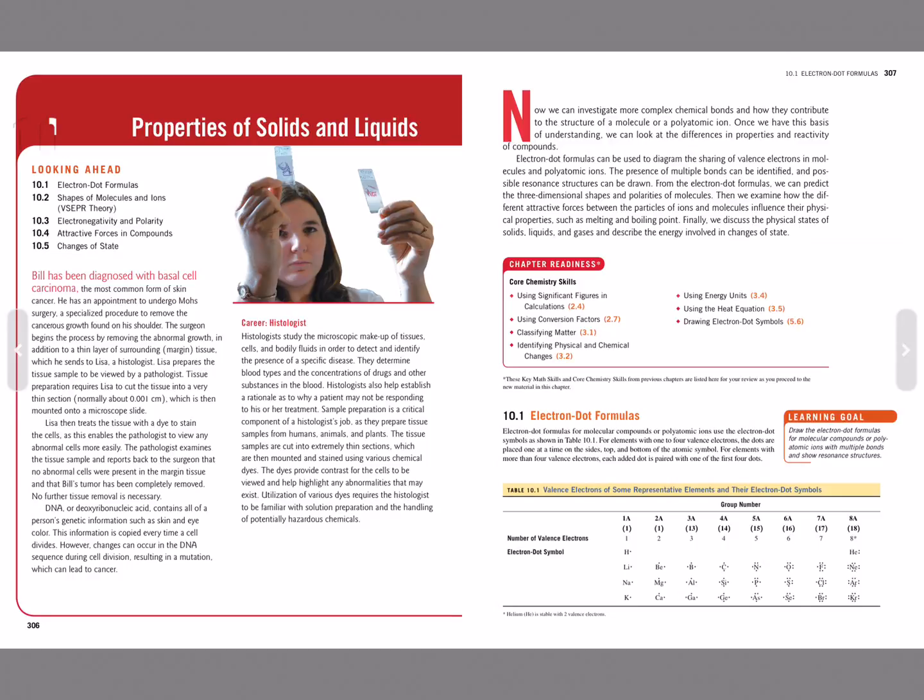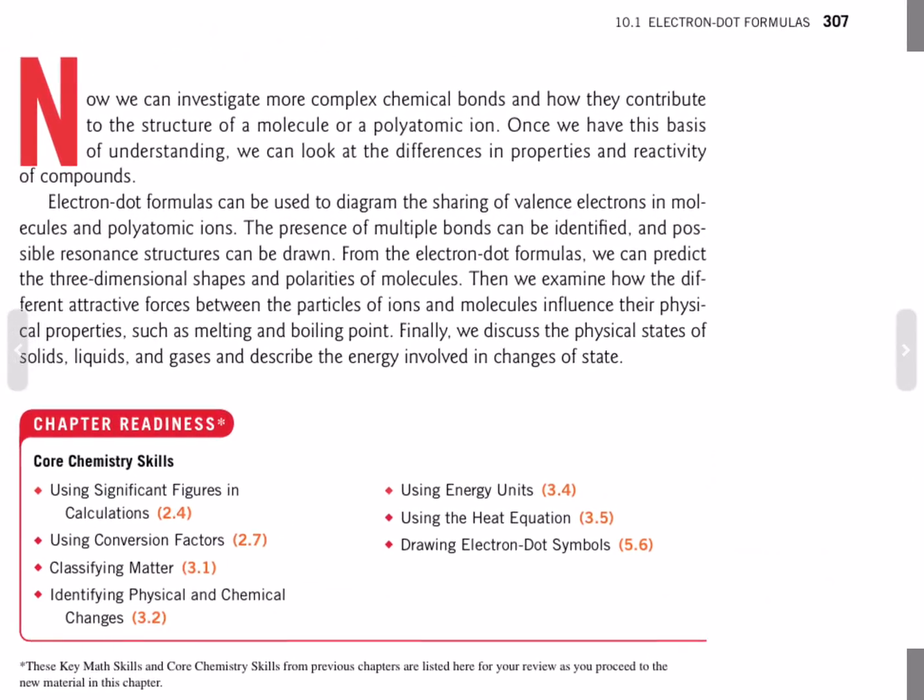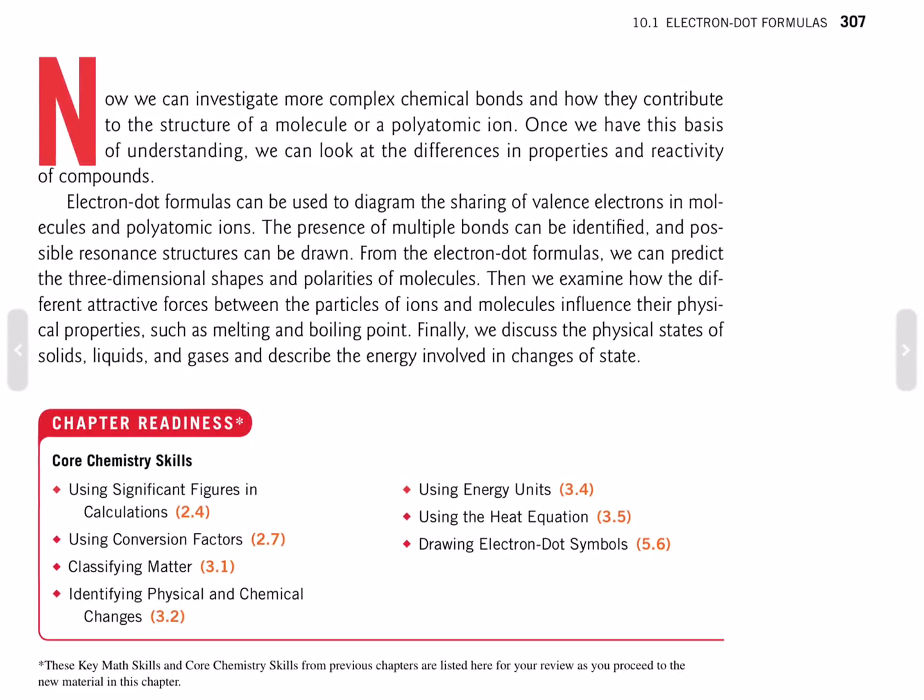Chapter 10. Properties of Solids and Liquids. Now we can investigate more complex chemical bonds and how they contribute to the structure of a molecule or a polyatomic ion. Once we have this basis of understanding, we can look at the differences in properties and reactivity of compounds. Electron dot formulas can be used to diagram the sharing of valence electrons in molecules of polyatomic ions.